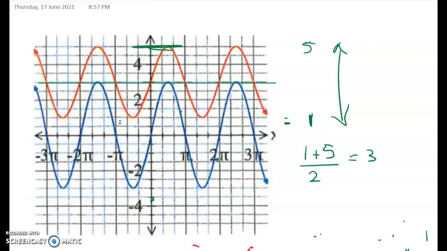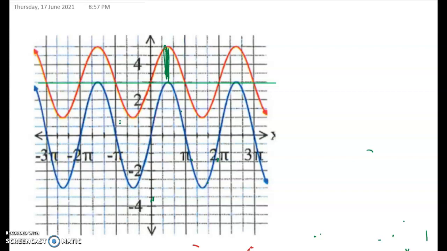Let's take off all the other mess. Okay, so my vertical shift is going to be 3. Now let's look at the amplitude. The amplitude in here goes from 3 up to 5. So the amplitude is 2, and the vertical shift is 3. What else have we got?